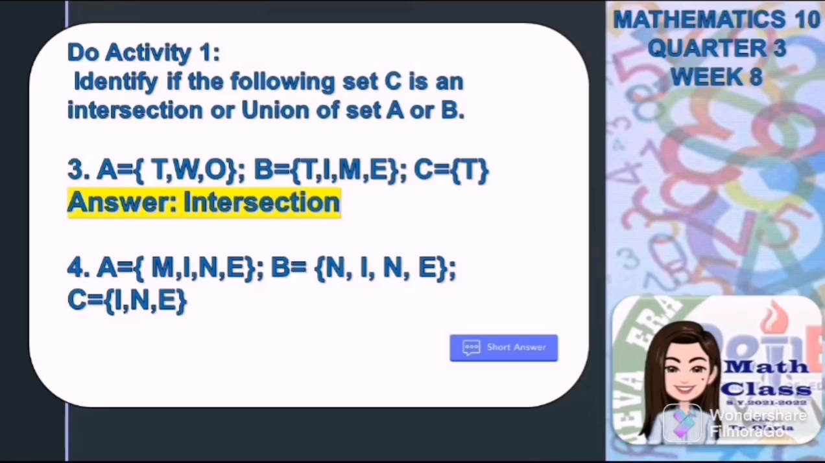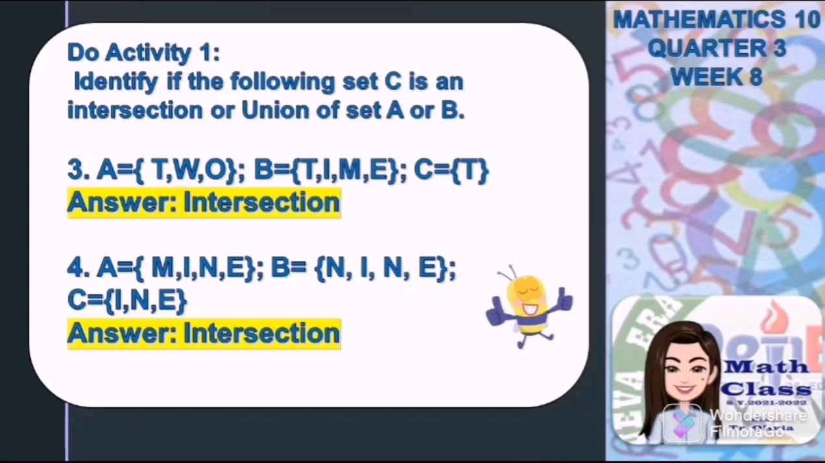Number 4. Set A has the elements M, I, N, E, set B has the elements N, I, N, E, and C has the elements I, N, E. Okay, very good. The answer is intersection. So set C contains all elements that are common in both set A and set B, which are I, N, E.